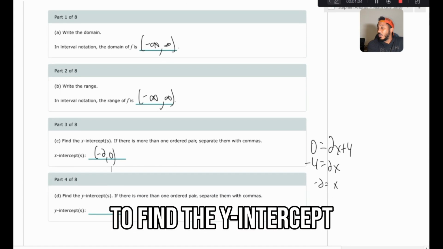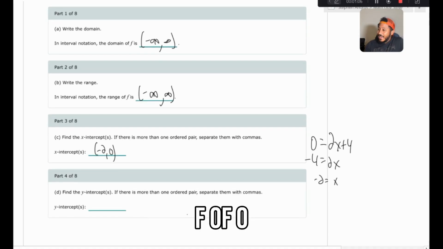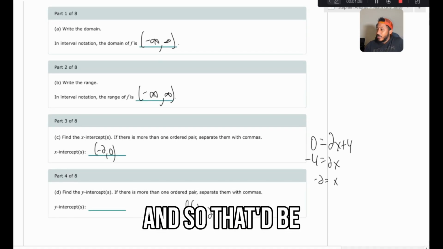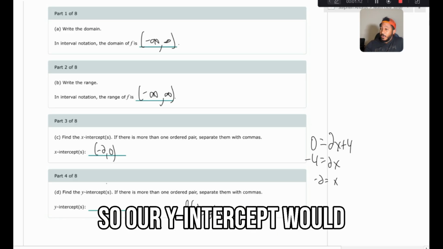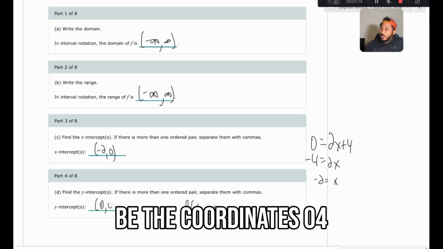To find the y-intercept, we plug in 0 for x. In other words, f of 0. And so that would be 2 times 0 plus 4. And so we get, that's just 4. So our y-intercept would be the coordinates 0, 4.